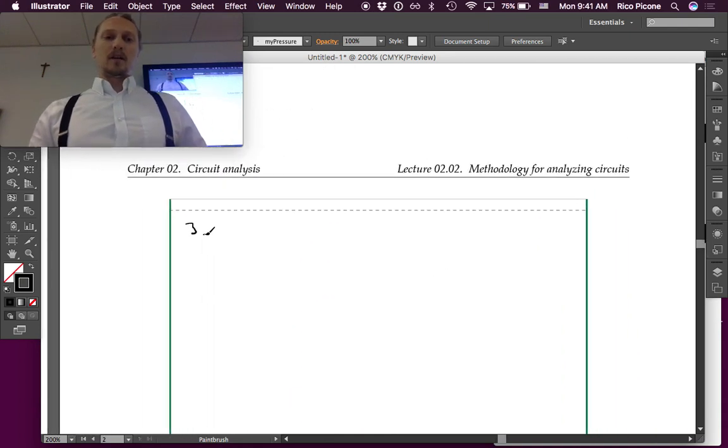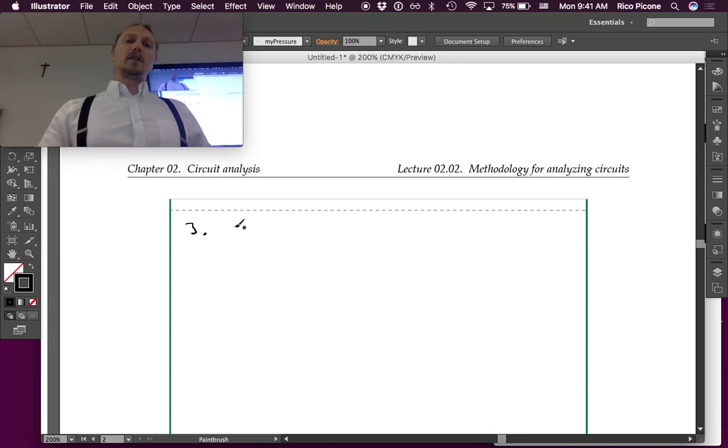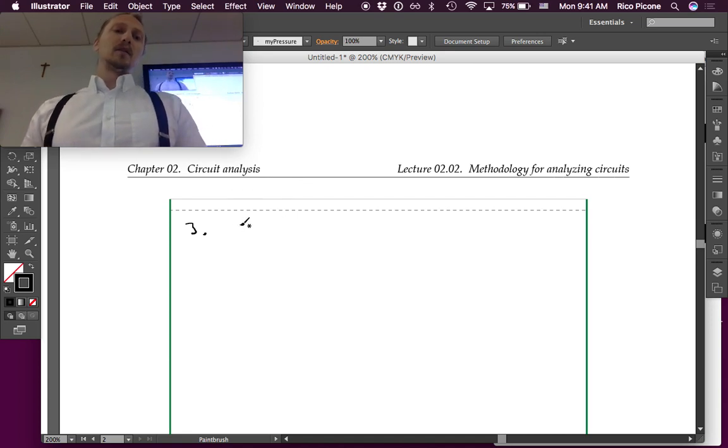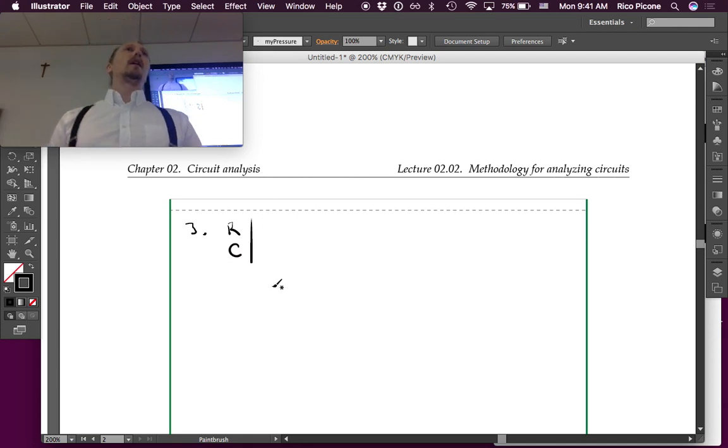Step 3, elemental equations. There are 2 elements, so sometimes what I do, and it's probably good practice, is I write a list of them vertically. So R and then C. I need an elemental equation for R and an elemental equation for C. So what is the elemental equation for the resistor?